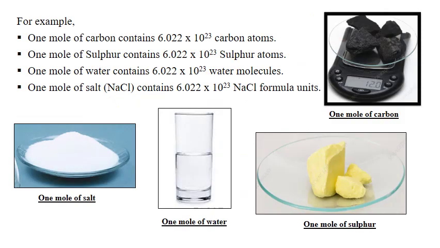For example, if you have 1 mole of carbon, since carbon is an element made up of atoms, how many carbon atoms will 1 mole of carbon contain? It will contain Avogadro's number, or 6.022 × 10^23 carbon atoms. Similarly, 1 mole of sulfur contains Avogadro's number of sulfur atoms, because sulfur is an element made up of atoms. So if you have 1 mole of sulfur, you have Avogadro's number, or 6.022 × 10^23 sulfur atoms. This is what you learn when you study Avogadro's number and mole.